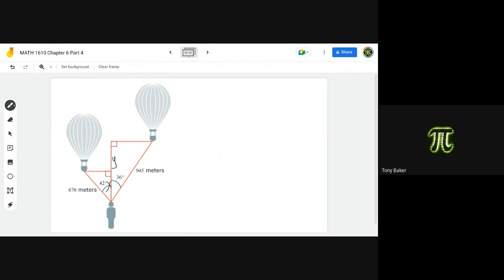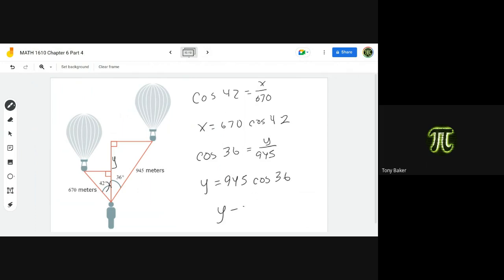So which function am I going to use? Cosine. So cosine 42 equals x over 670. So x equals 670 cosine of 42. And then I have cosine of 36 equals y over 945. So y equals 945 cosine of 36. And then we're doing y minus x.